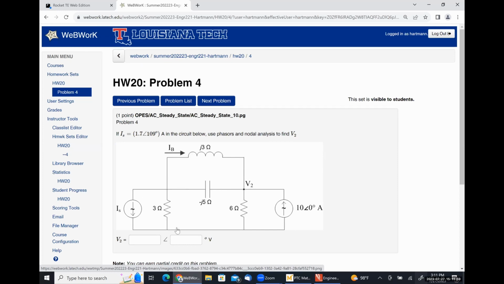I could also do a source transformation on this left-hand practical current source and a source transformation on this right-hand practical current source, which would give me a single loop circuit. I could find the current flowing through the entire loop, and then the voltage V2 would be the current times the 6 ohm resistor plus the voltage drop across that practical voltage source on the right-hand side. So that one's fairly straightforward, doesn't need any MathCAD.